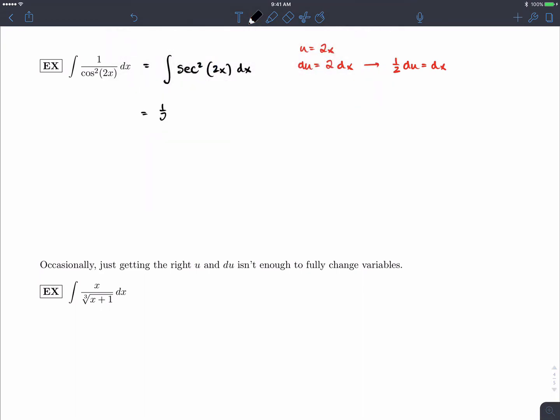So we've got 1/2 times the integral of secant squared u du, and we know that that is going to give us 1/2 times the tangent of u plus c. And then we just do our back substitution, and we have the tangent of 2x plus c.